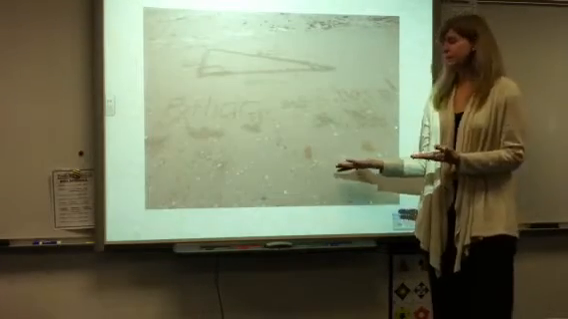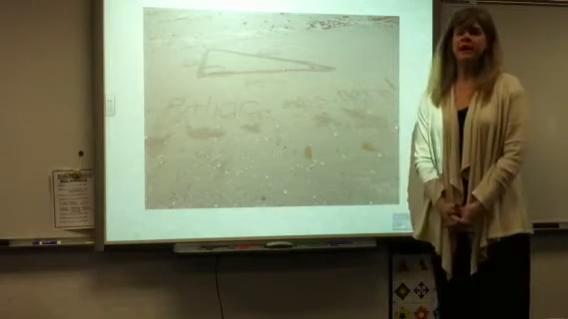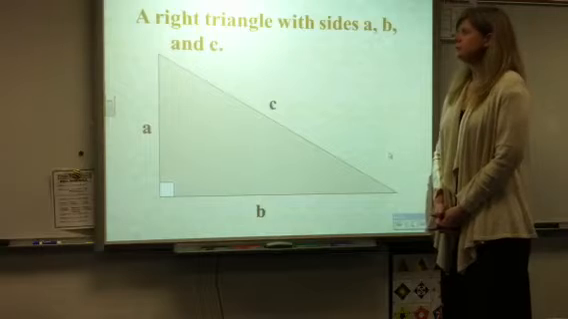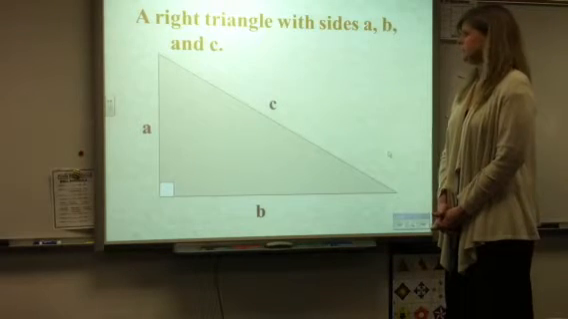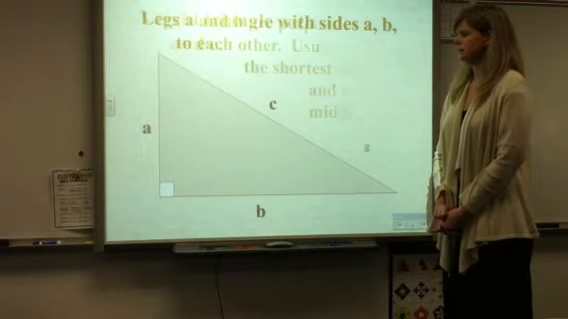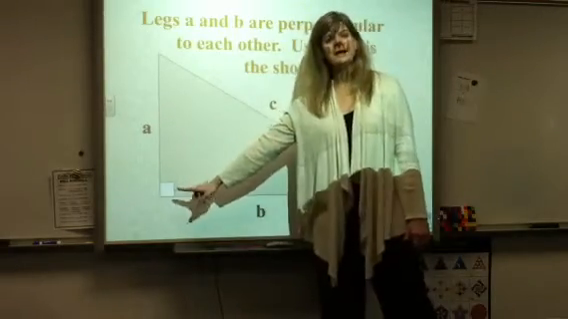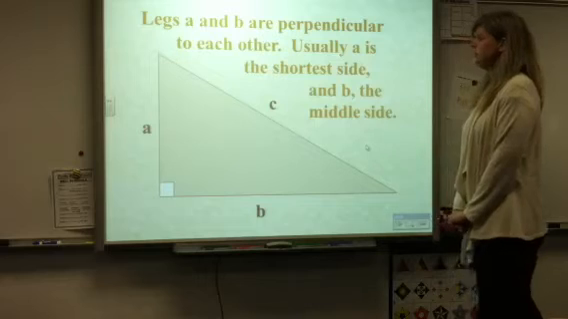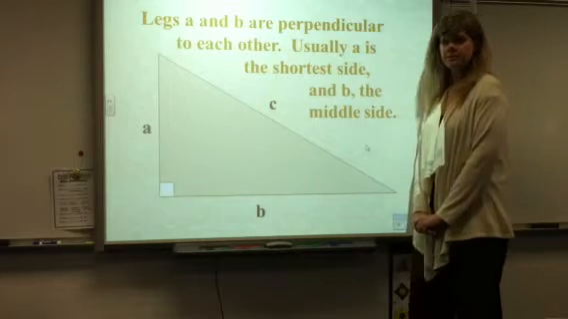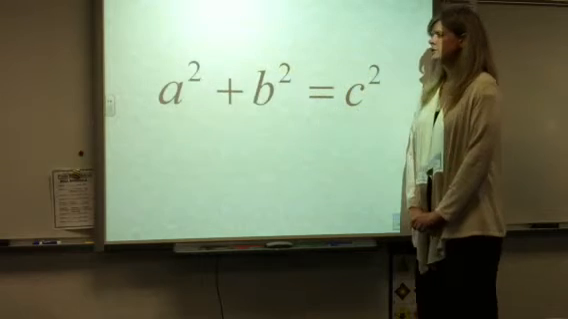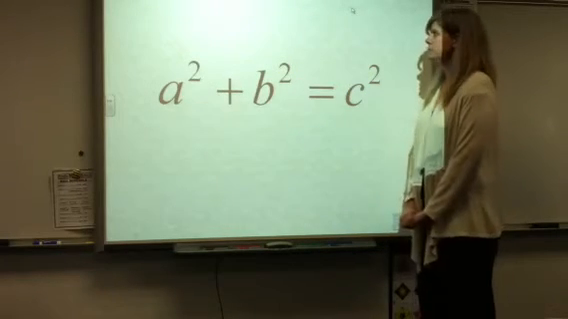One day, while walking on the beach, we did spy that Pythagoras had been there. A right triangle with sides A, B, and C. Legs A and B are perpendicular to each other. Remember, it has the 90-degree angle. A is usually the shortest side, B is the longest, middle side. Here's our formula. A squared plus B squared equals C squared.